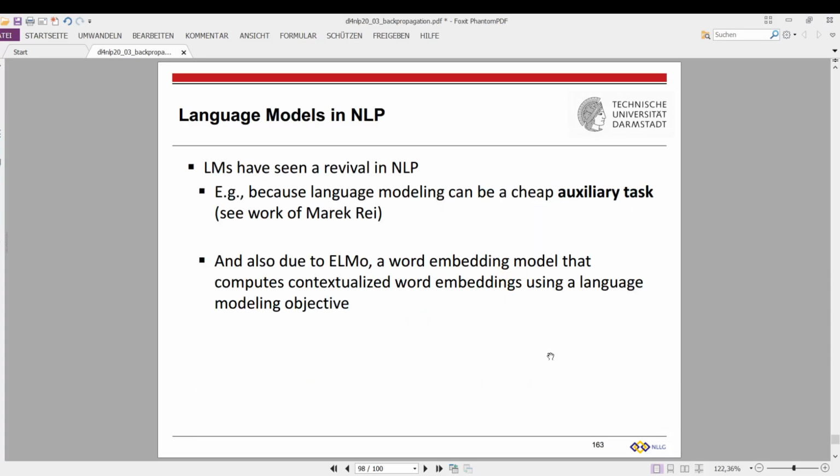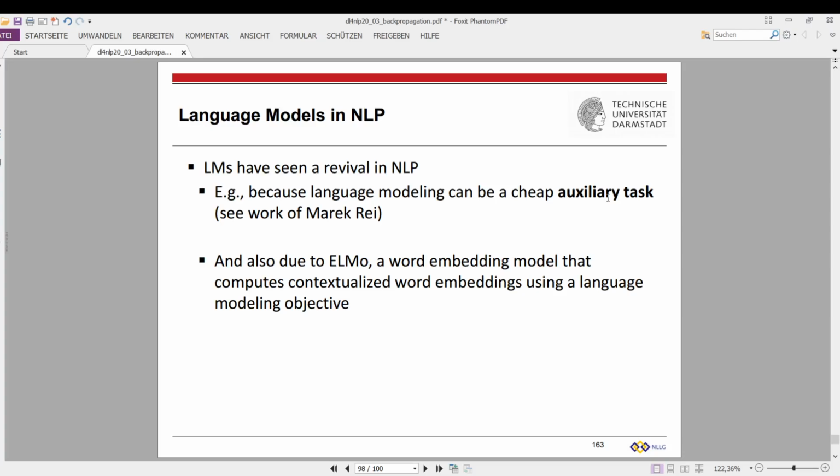Good. So this is a very brief glimpse into language models. They have seen a real revival in NLP because of a couple of factors. One of them is, for example, they can be seen as cheap auxiliary tasks. So in the first lecture we have briefly seen multitask learning, and there I said the idea is to solve multiple tasks at the same time, and then language modeling is a very cheap auxiliary task.